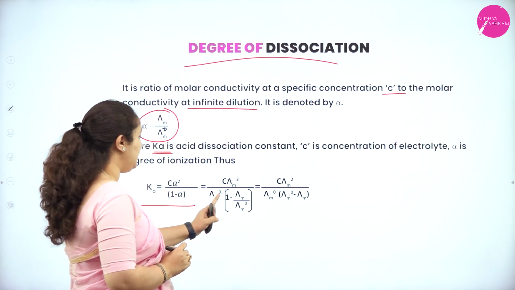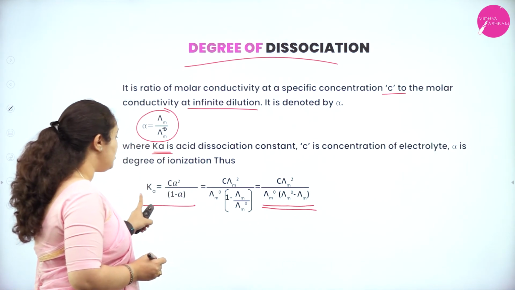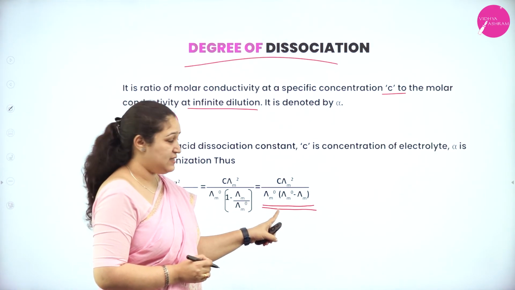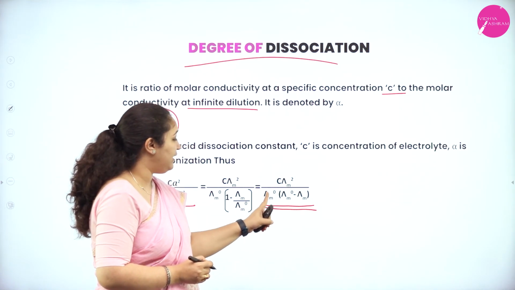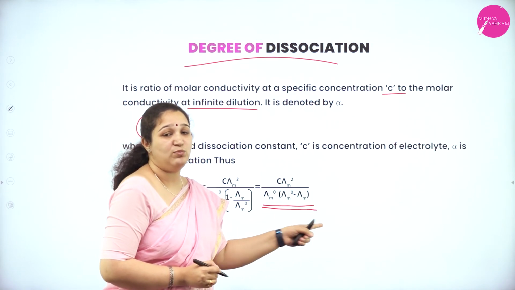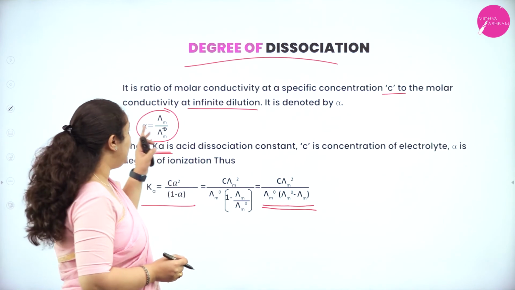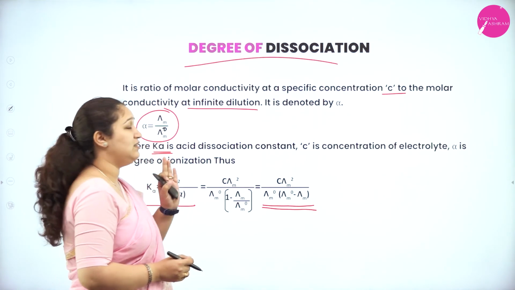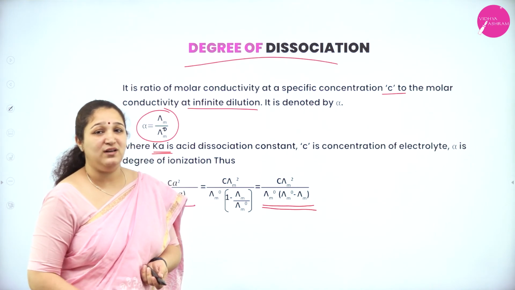So, if I substitute that and solve, I am going to get the dissociation constant of an acid as concentration into molar conductivity square, divided by limiting molar conductivity into the limiting molar conductivity minus the molar conductivity of the solution. So, this is the degree of dissociation and the dissociation constant of an acid using molar conductivity.